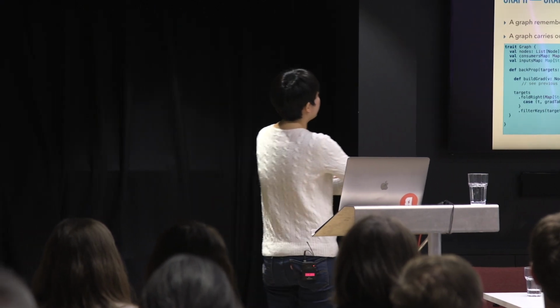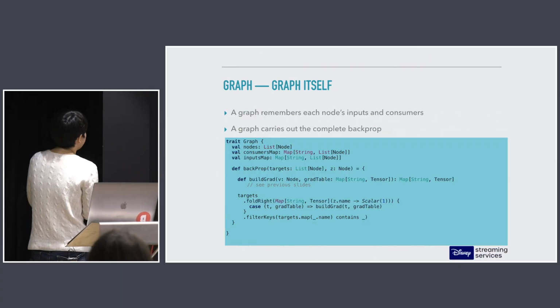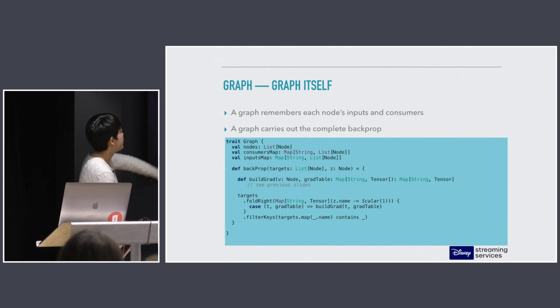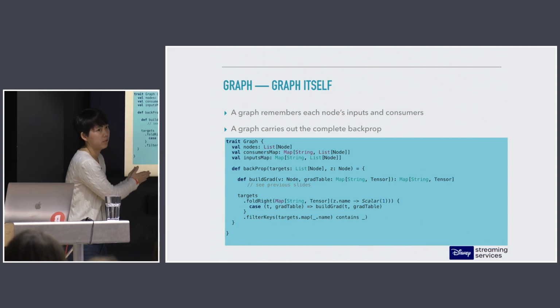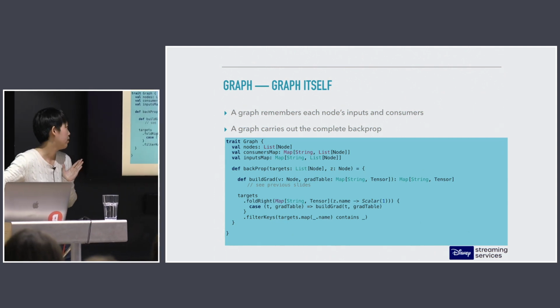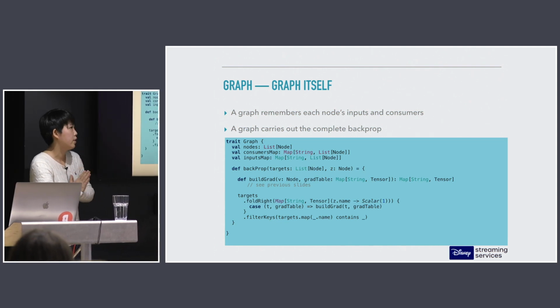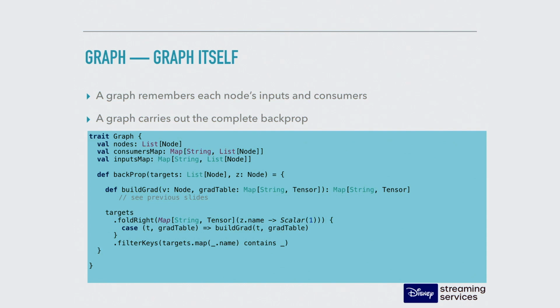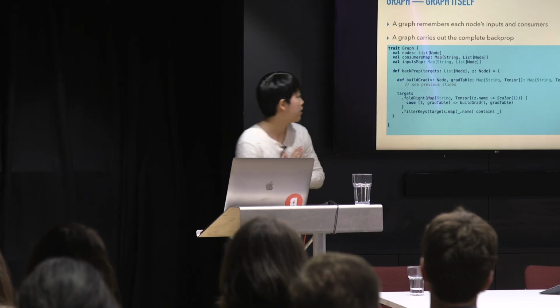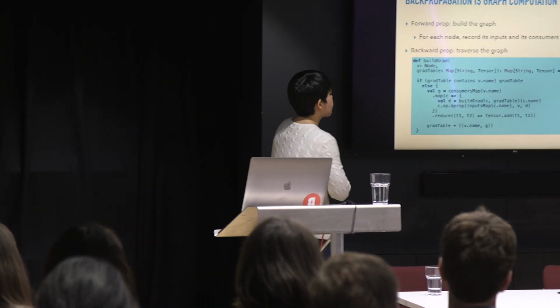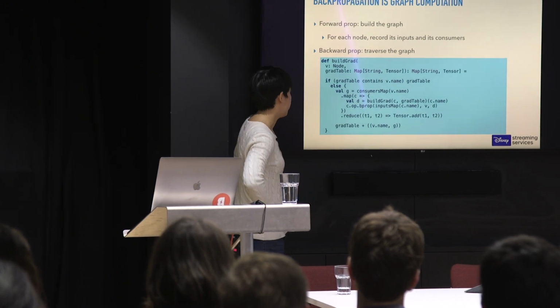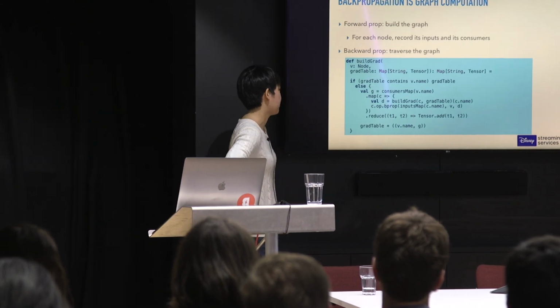Now the graph. The graph is the least functional part in this whole thing. The graph basically remembers, for each node, who your input nodes are and who your consumption nodes are. That's it. And with all this knowledge, you can compute the gradient from your last node to whichever node you're interested in. Okay, now we can go back to the main function. This is kind of a recursive, but not tail recursive, thing. So it's kind of ugly.